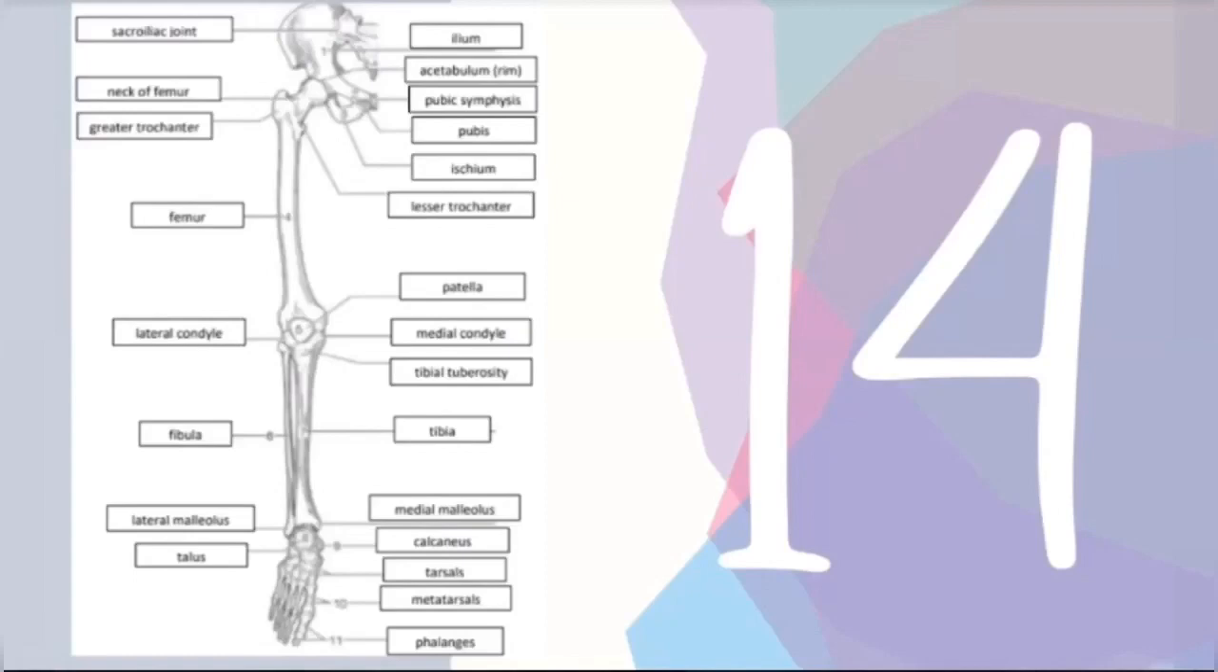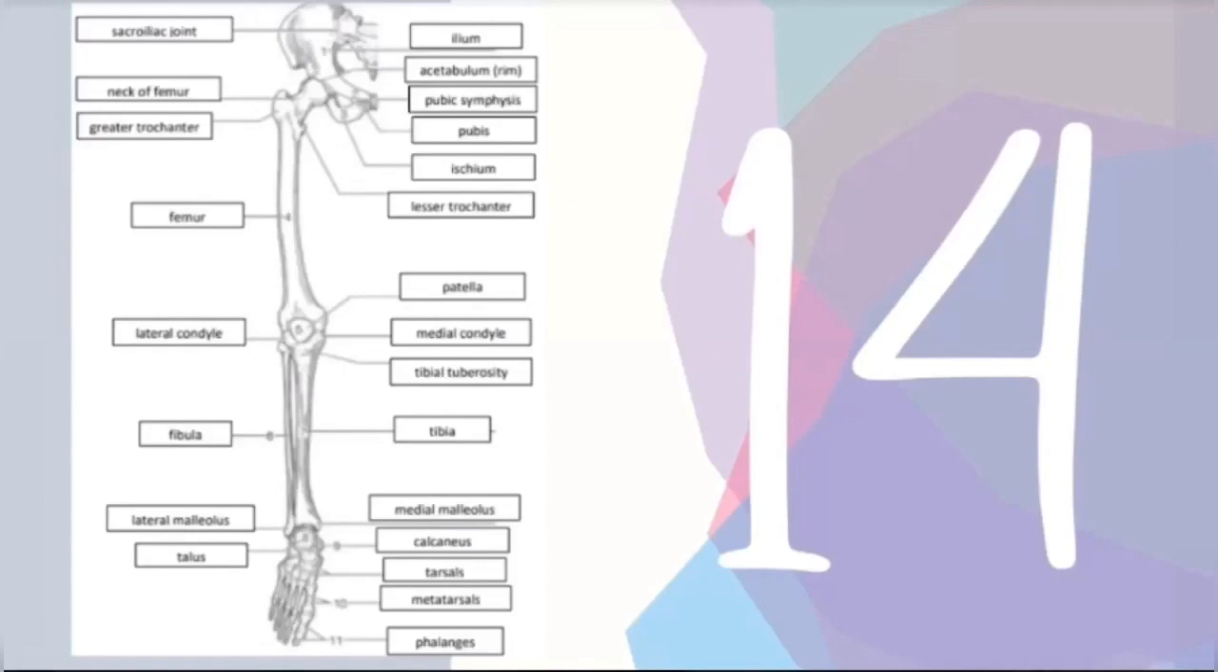Next is the femur, also called thigh bone, upper bone of the leg or hind leg. The femur is the longest, heaviest, and strongest bone in the human body. So the main function of the femur is weight bearing and stability of gait.